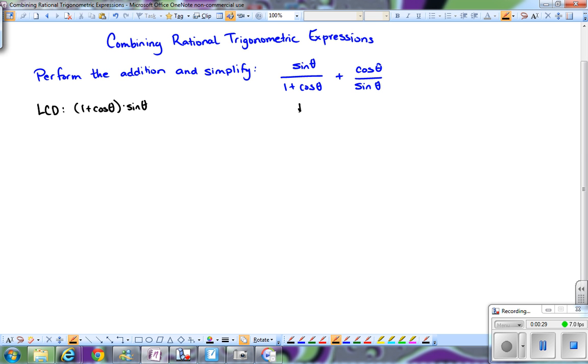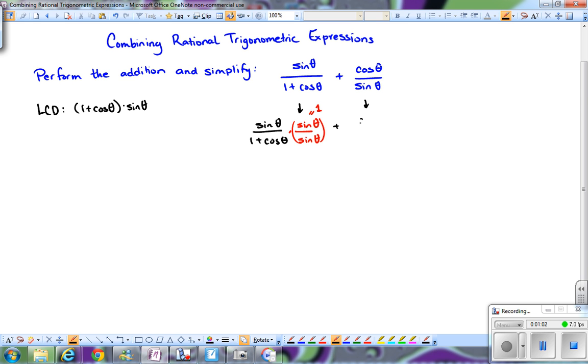Now, from this expression, I have sine of theta being divided by 1 plus cosine of theta. Since the least common denominator I'm looking for is 1 plus cosine times sine, the denominator I need to multiply by sine of theta. I also have to multiply the numerator by sine of theta. That way you can see that this expression is equal to 1. I'm not changing my original problem.